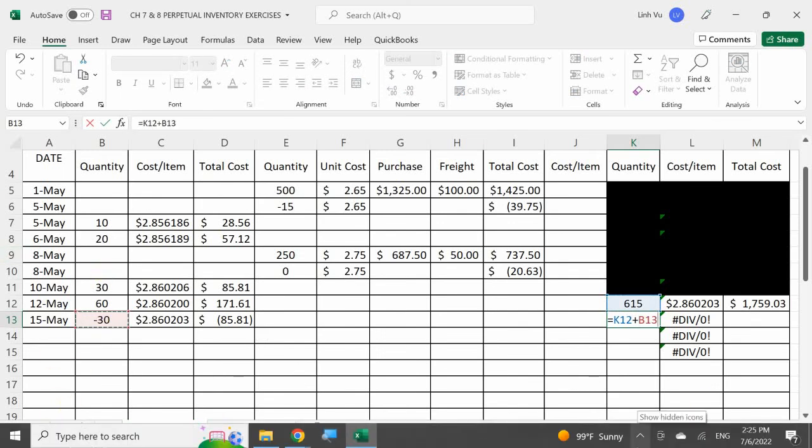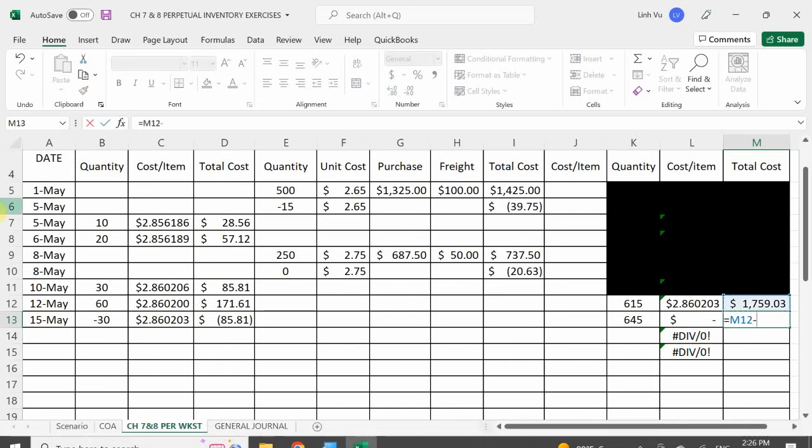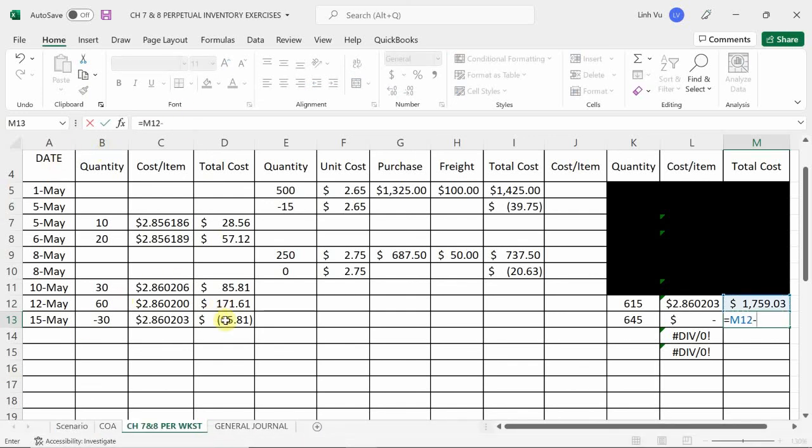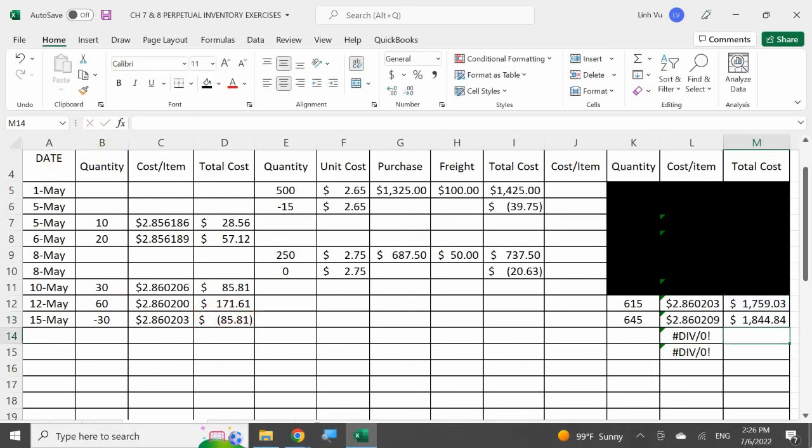Okay, so in this case, I have to subtract it because it's a negative number. So that means I don't have 615, I have 645. And then I need to add back that $85.81. So that's going to increase it back to 1844.84. All right, so that's going to also bring up my average cost per item again by 6/100 of a penny.